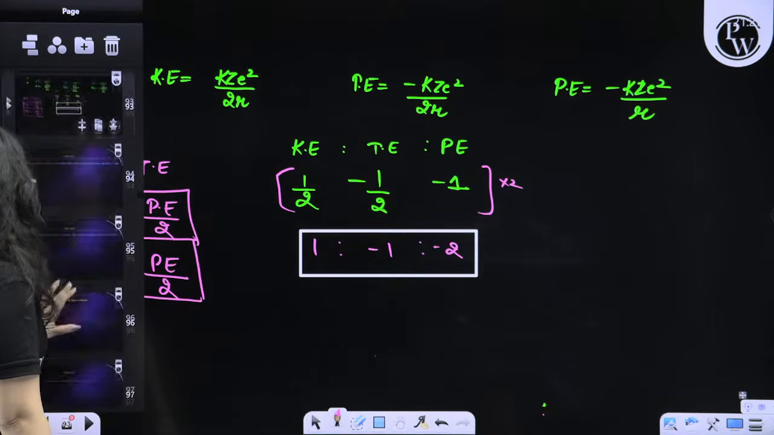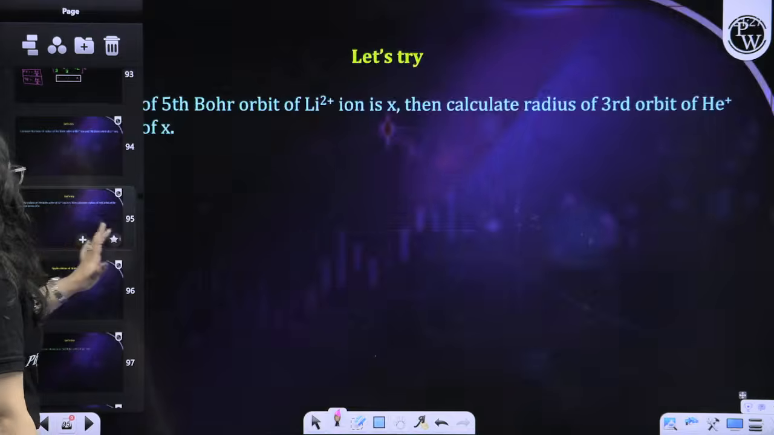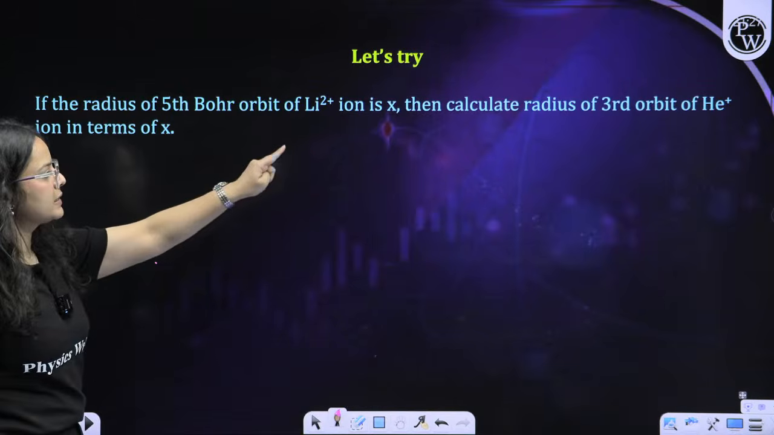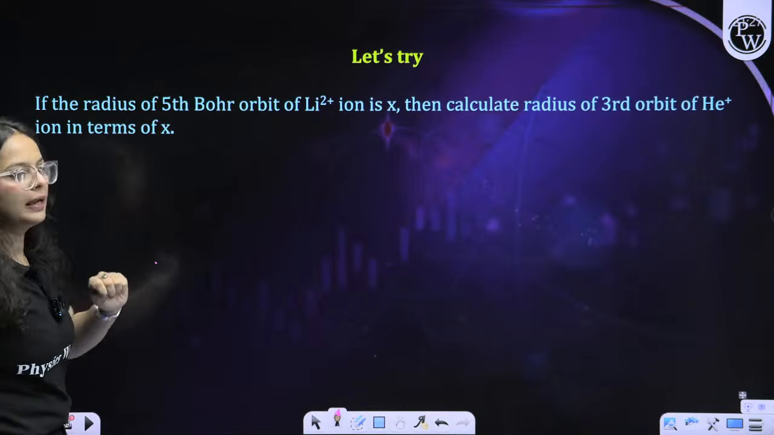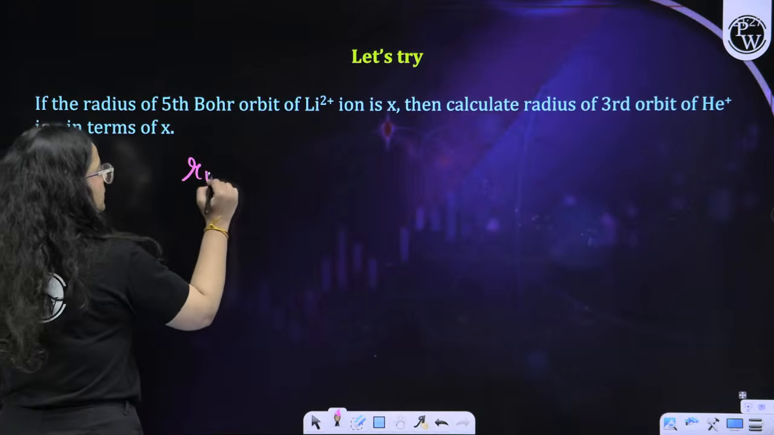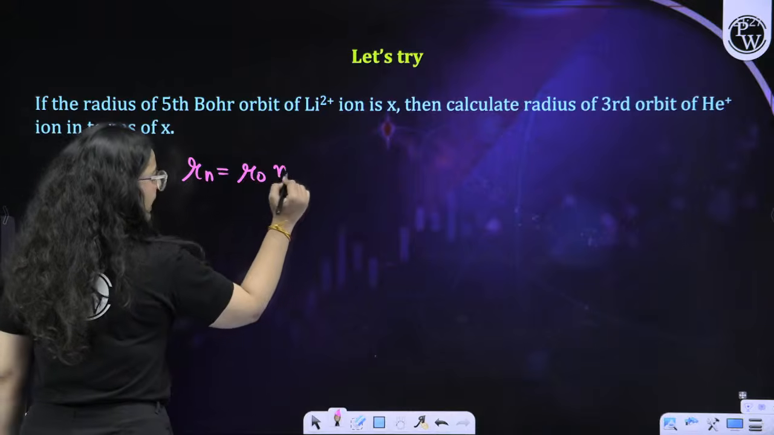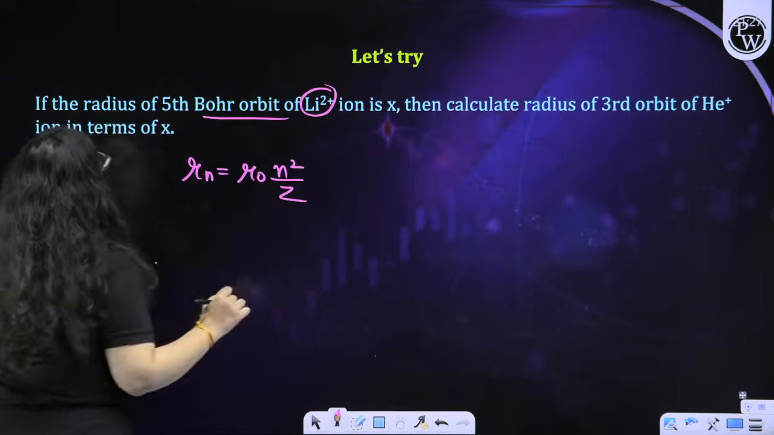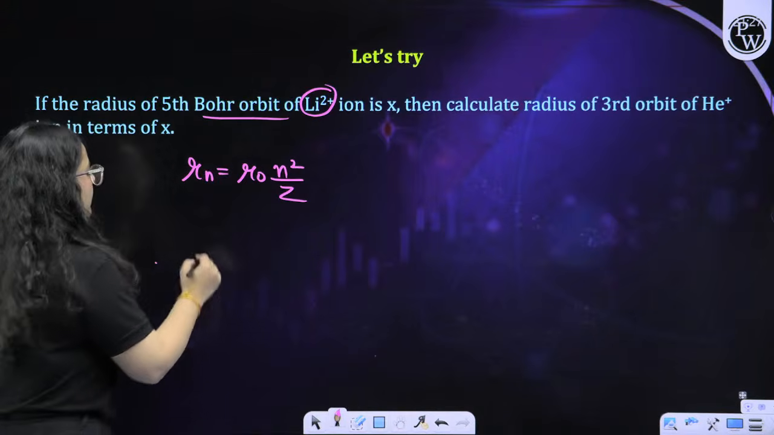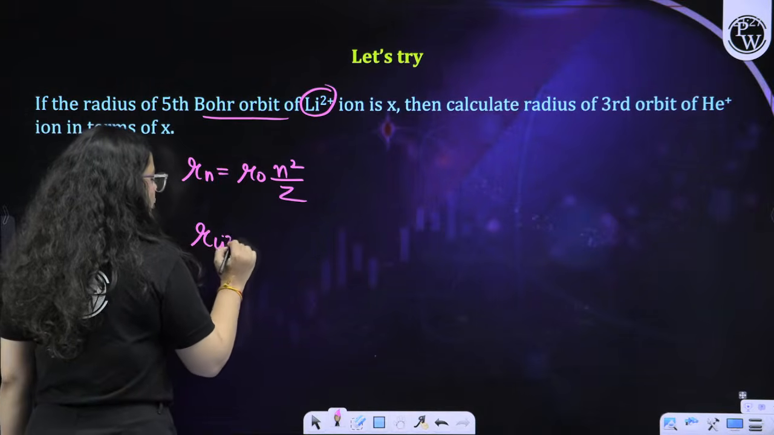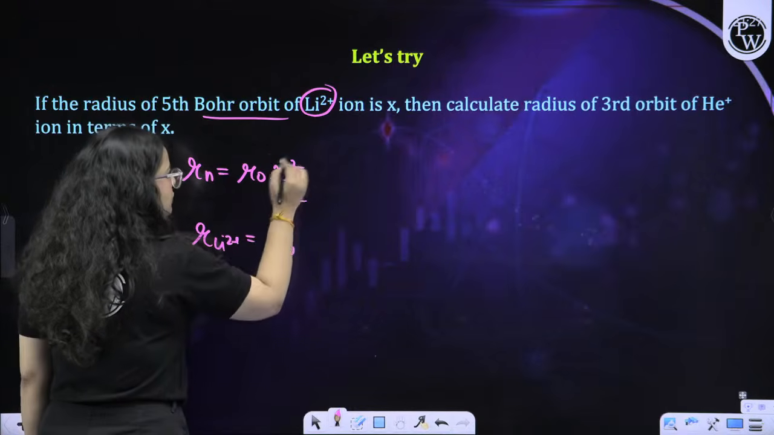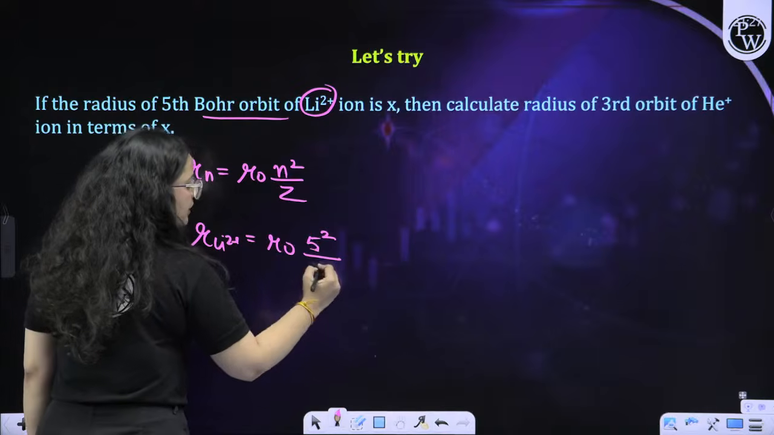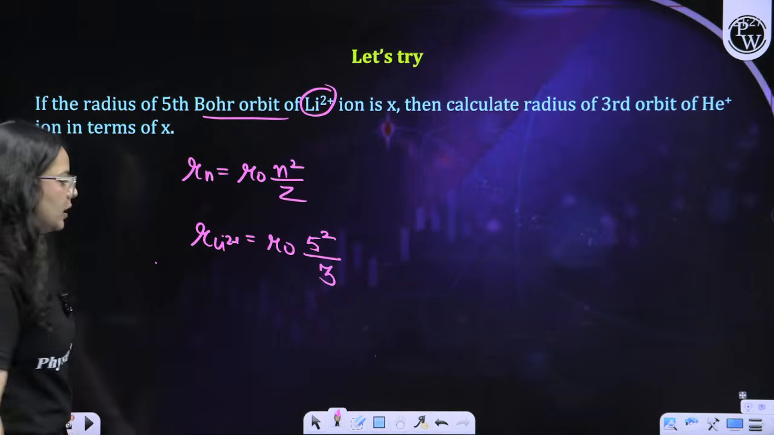So this is how you have to frame the questions accordingly. They are asking: if the radius of fifth orbit of lithium ion is x, calculate the radius of third orbit of helium. You all know the relation, beta. Radius relation is r naught n square by Z. For the fifth Bohr orbit of lithium 2 positive, it is r naught into 5 square, and for lithium the atomic number is how much, beta? 3, right? Clear everyone?